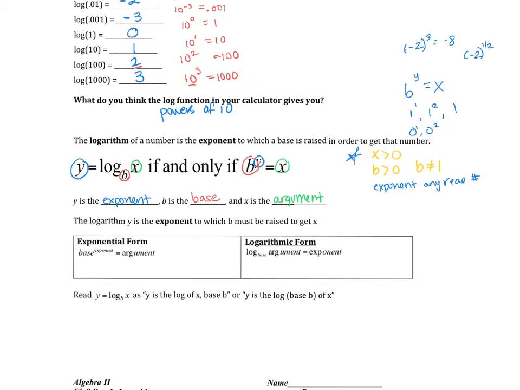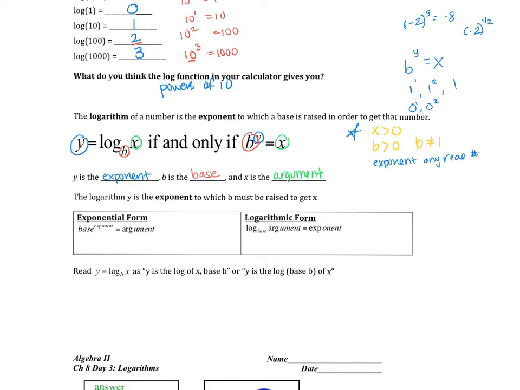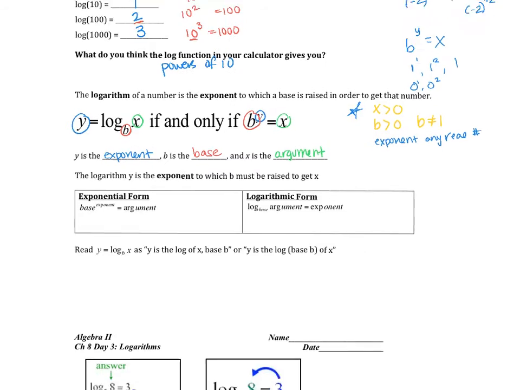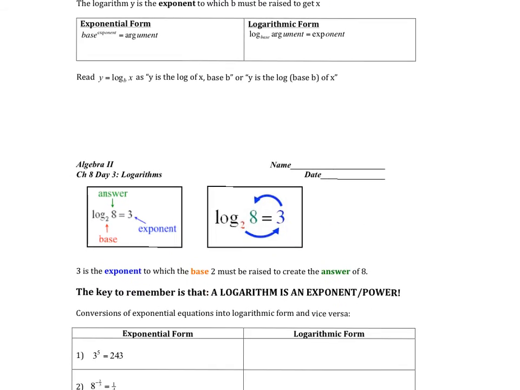Okay. So how do we read this? If you have y equals log with the b and x, it's read as y is the log of x base b, or you could also say y is the log base b of x. So let's take a look at some examples here on the next page.